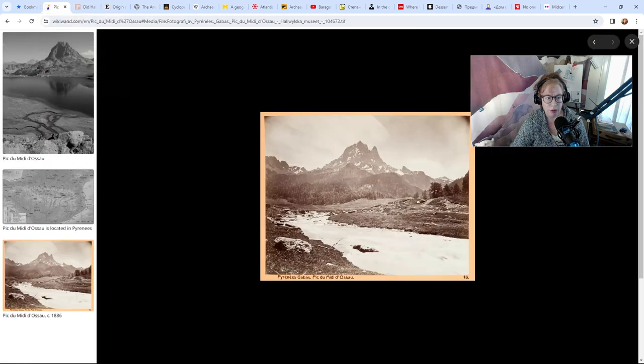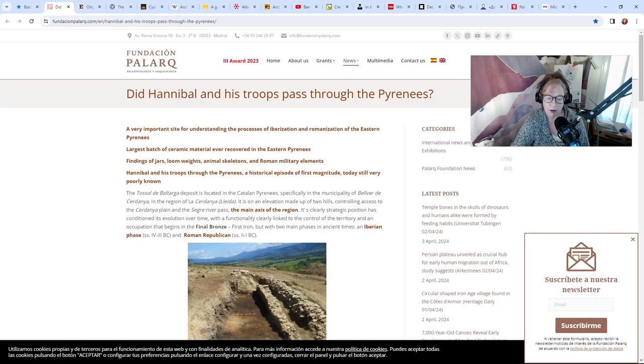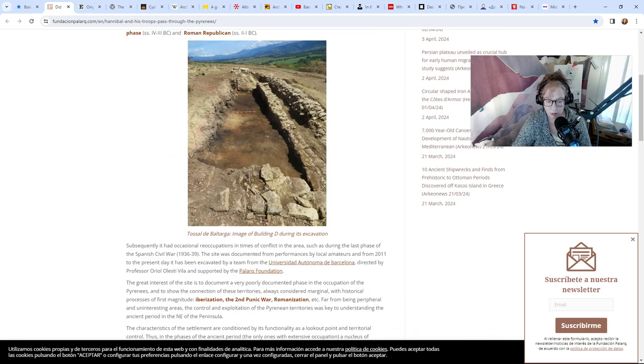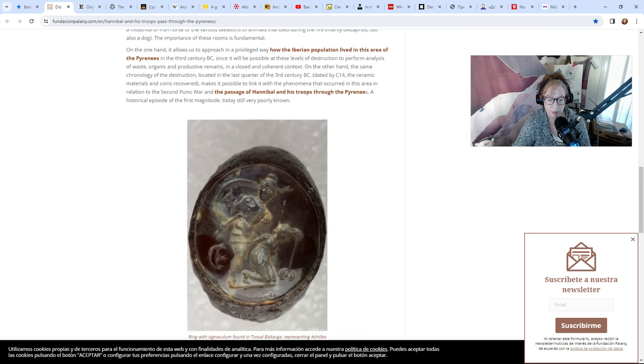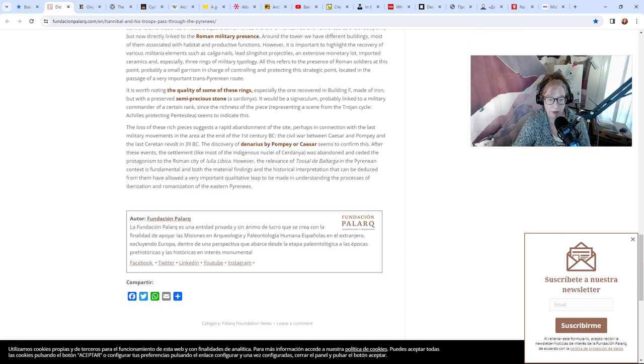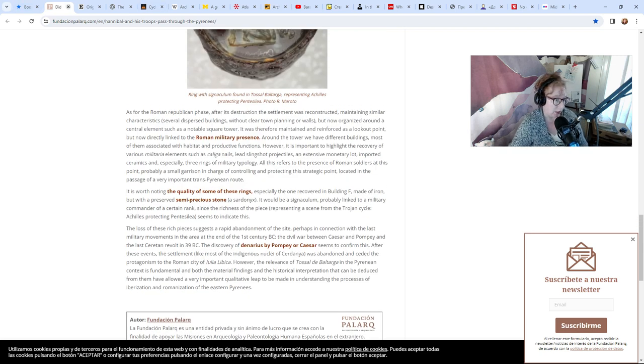Did Hannibal and his troops pass through the Pyrenees? Now, if you remember, it is said that Hannibal went over the Pyrenees on elephants. So, did that actually happen? This has some discussion about the archaeology of that area and the findings. And it doesn't really come to any conclusions.